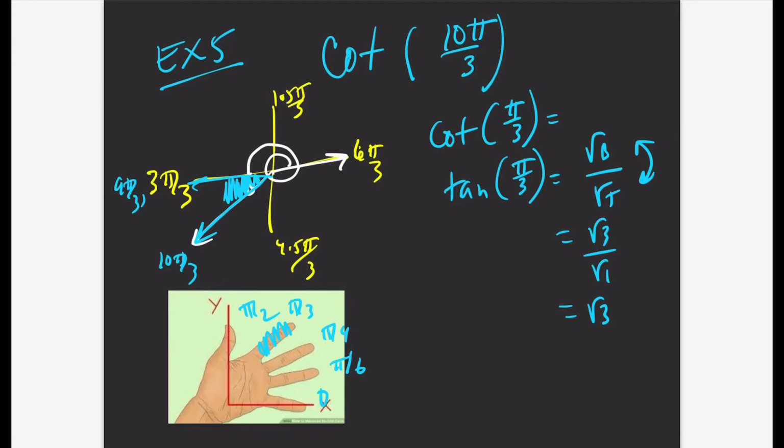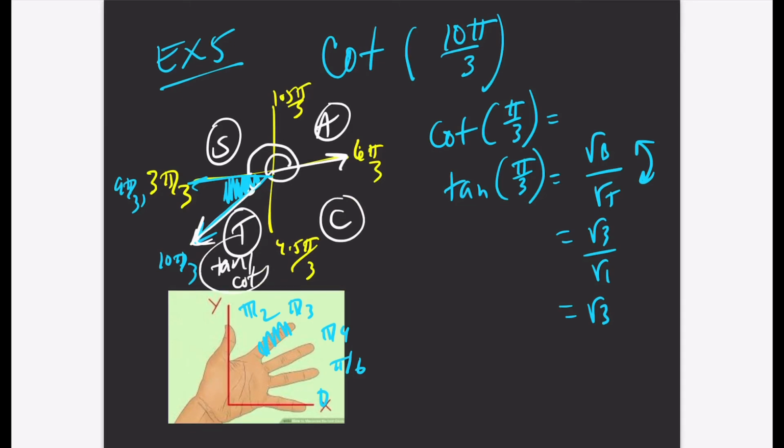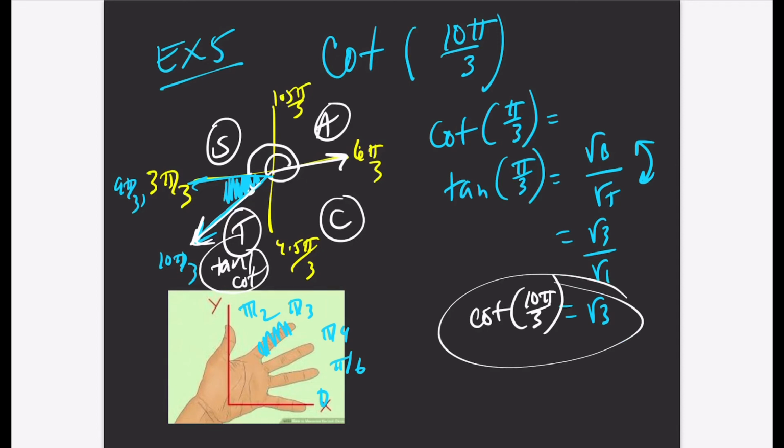Now, let's check our sign. All students take calculus. Our angle landed in the third quadrant, and only tangent and cotangent are positive. Since we are doing the cotangent of 10 pi over 3, our answer is positive root 3.